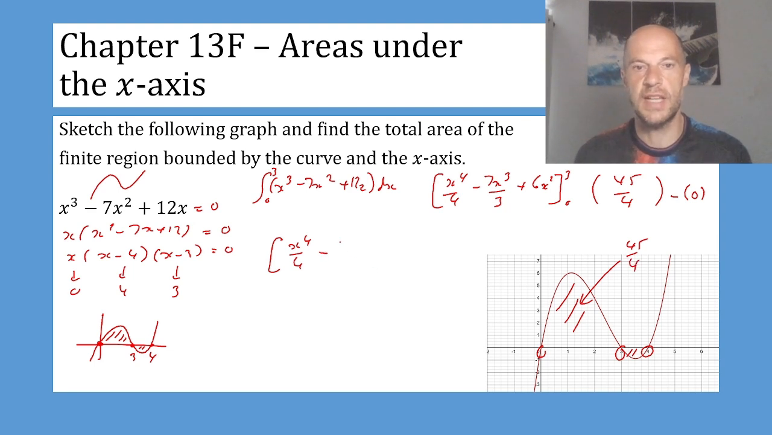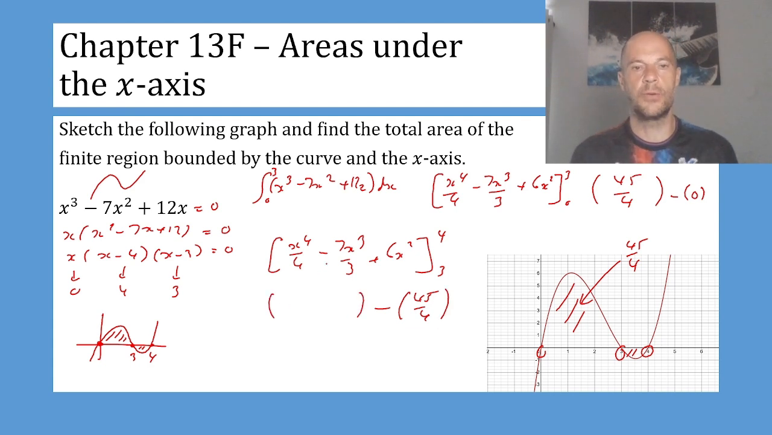Okay, so I'm going to do exactly the same thing. So x to the 4 over 4 minus 7x cubed over 3 plus 6x squared, and that is between 4 and 3. Now I know that when I put 3 through this, I get 45 over 4. So I need to subtract 45 over 4. So now I just need to put 4 through this.